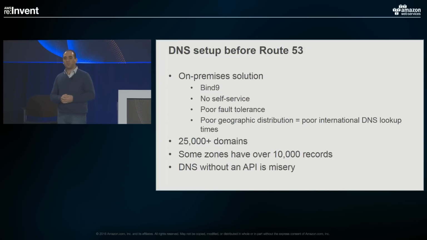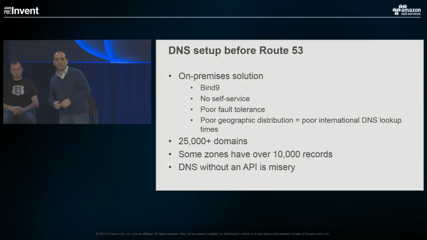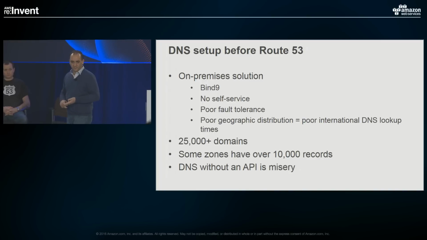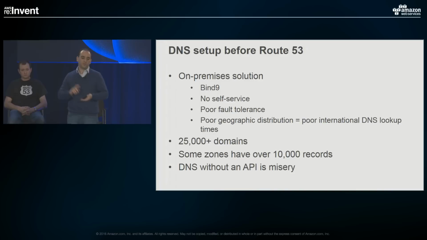So what did our setup look like before moving to Route 53? It was an on-premise solution. Well, on-premise is a little bit of an incorrect term there. We had 2 VMs running in AWS, one in East, one in West, 1 VM running in a data center, and those were 3 name servers running BIND, with no self-service.